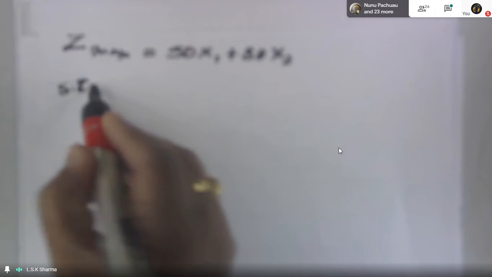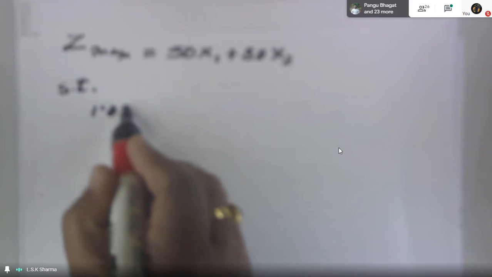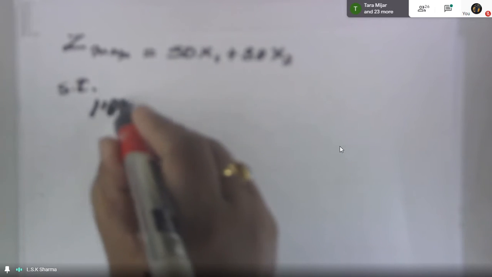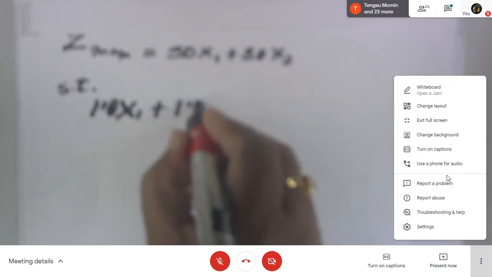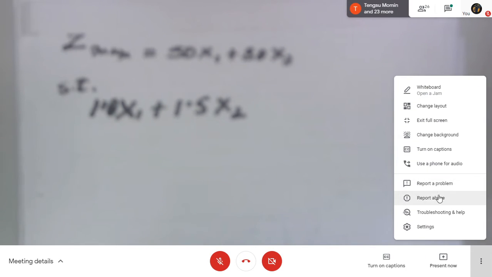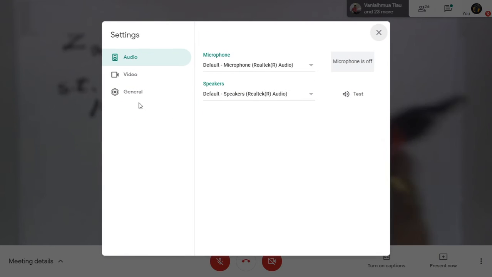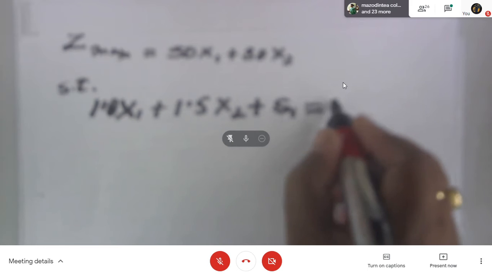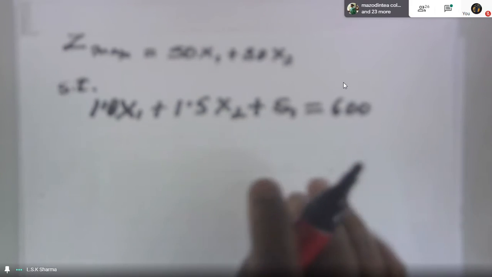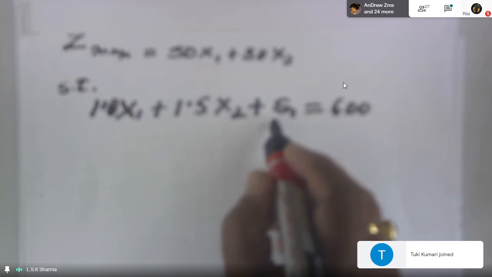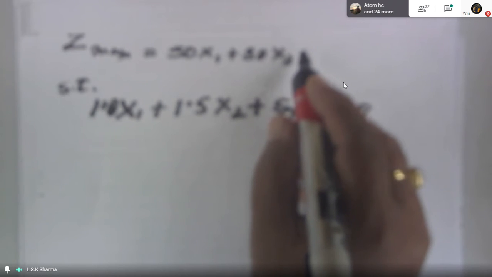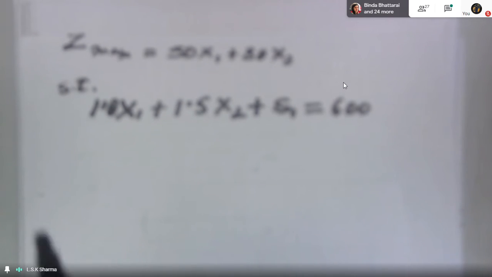Now this is subjected to the constraints: 1.0x1 plus 1.5x2. Now I have to add the slack variable to make it equal to 600. So the first slack variable I put as plus S1, and this is equal to 600. This S1 number has to be reflected in the objective function also.